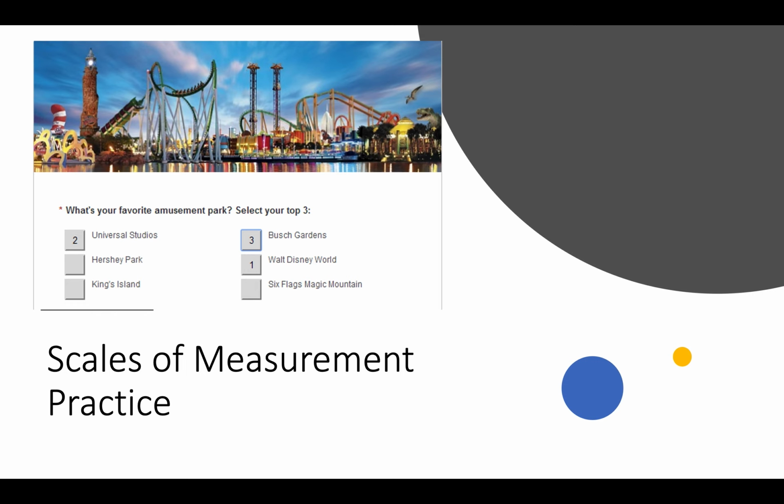For this one, what is your favorite amusement park? And you can select your top 3. See 1, 2, 3, and that kind of gives them some order here, which is a hint to the fact that this is an ordinal scale of measurement. And it has identity and magnitude properties.